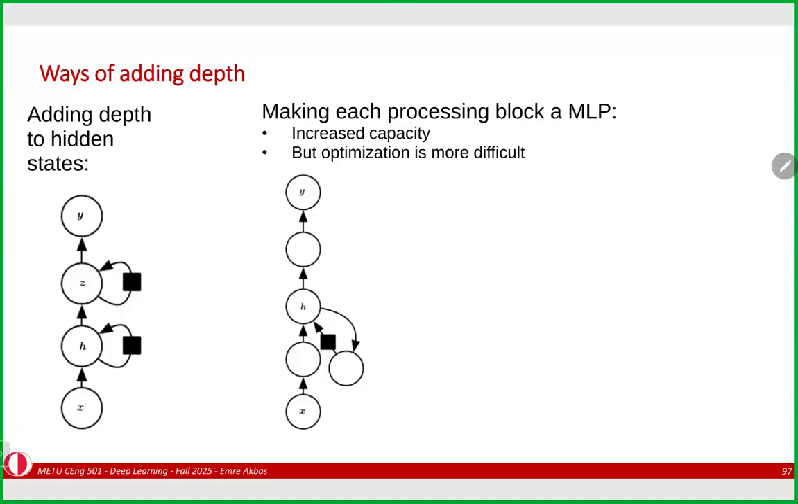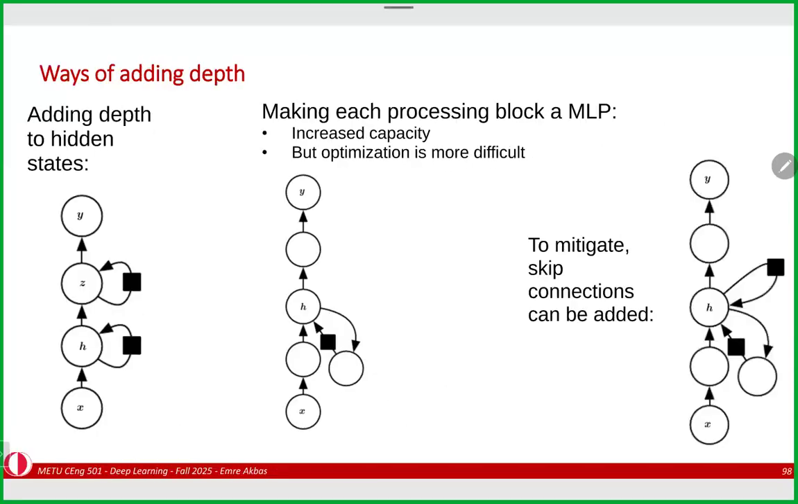You can have two hidden state vectors instead of just one. You can make each processing block an MLP. Instead of just one arrow with a black square, you can have one more node here. This increases capacity, but optimization might be more difficult. To mitigate the difficulties, as we discussed with residual connections, you can add skip connections such as this one. So these are some straightforward, obvious ways of adding depth to your RNNs to increase their capacity.